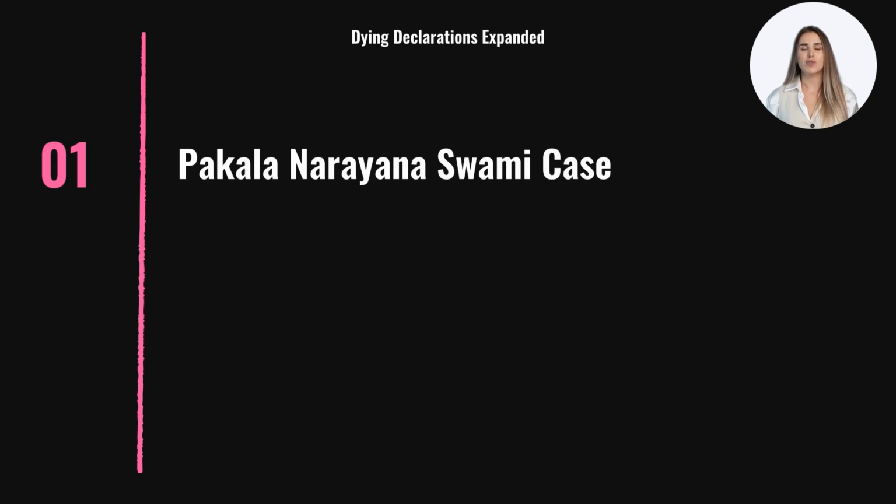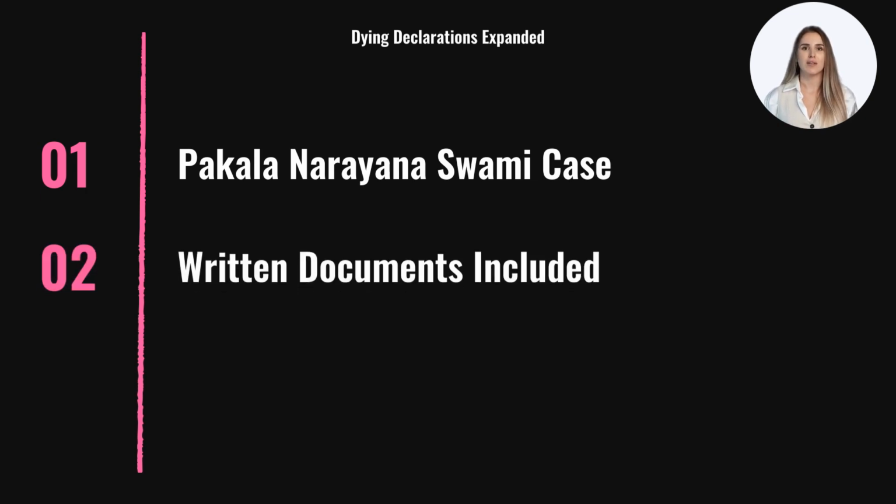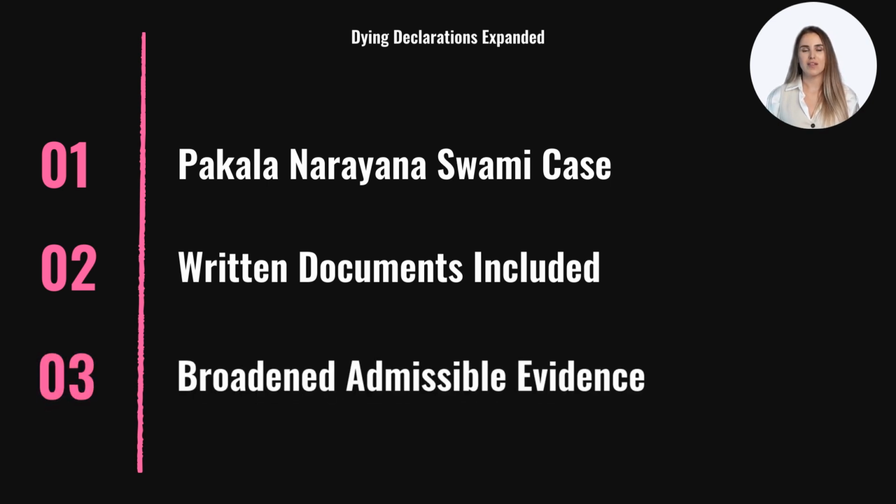Pakala Narayana Swamy vs. Emperor, 1939, expanded Section 32(1) by including written documents as dying declarations. The Privy Council ruled that statements explaining the cause or circumstances of death are admissible, broadening the scope beyond verbal declarations. This case significantly impacted the understanding of admissible evidence in determining the cause of death.